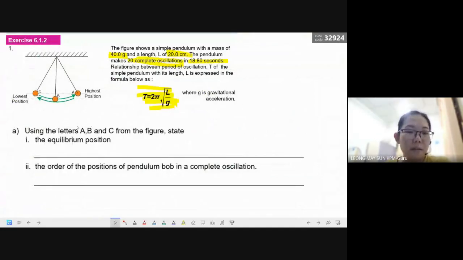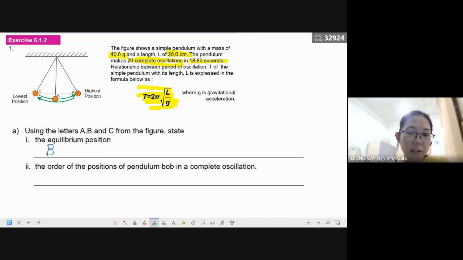So here, using the letters A, B, and C from the figure, state the equilibrium position. Okay, so equilibrium position means the resting position for a pendulum. So resting position for a pendulum is definitely vertical. So the question just asks you to state, using the letters A, B, and C from the figure, the equilibrium position. So the position is definitely B. Just as simple as that, you'll get 1 mark straight.